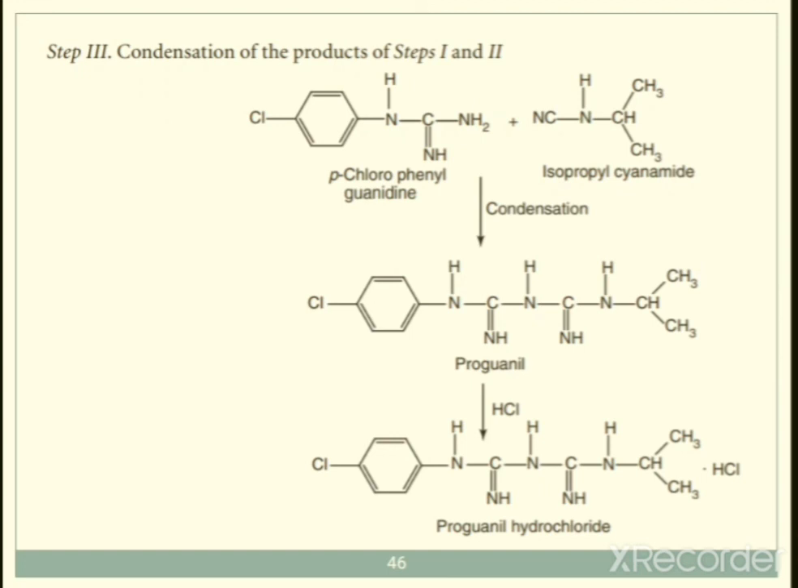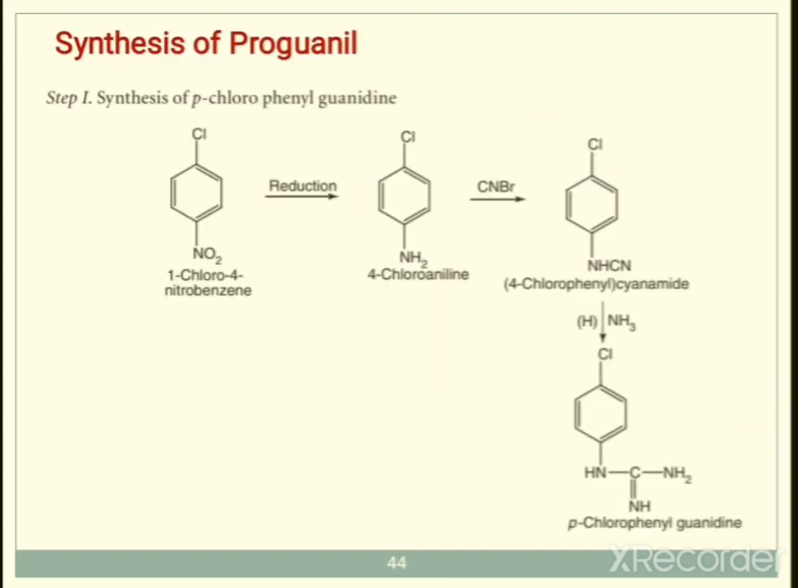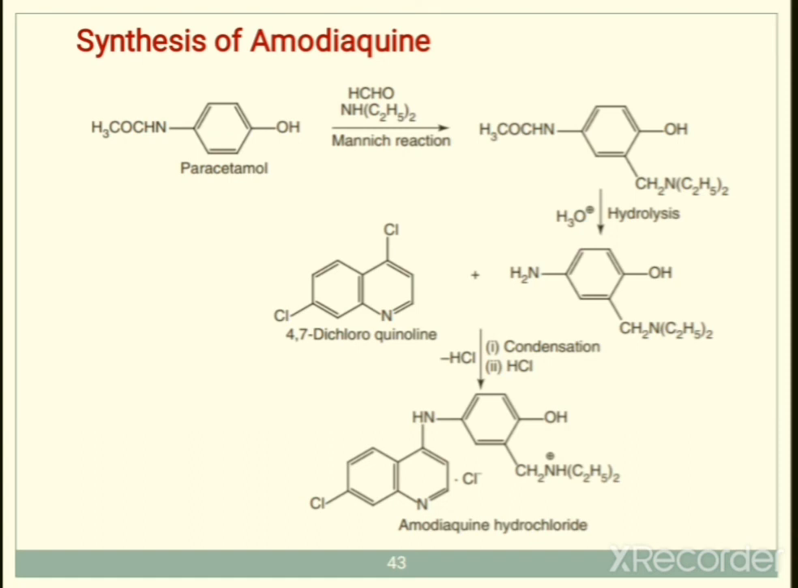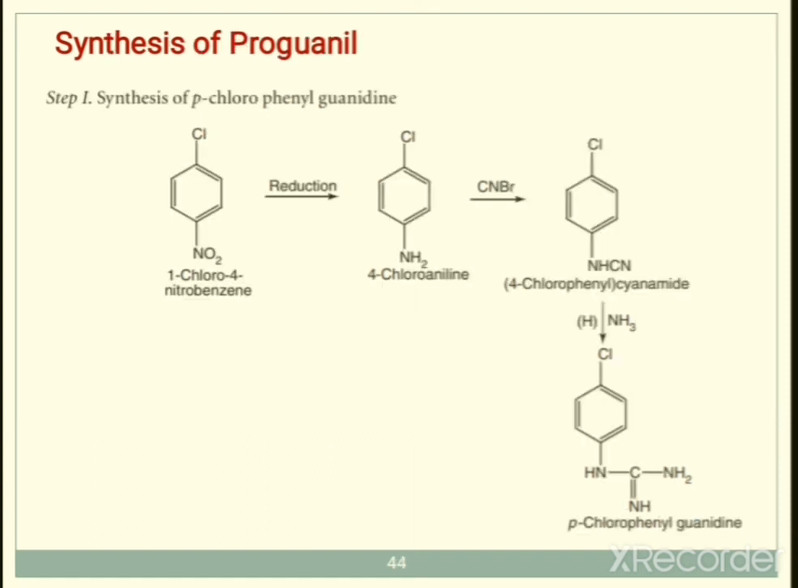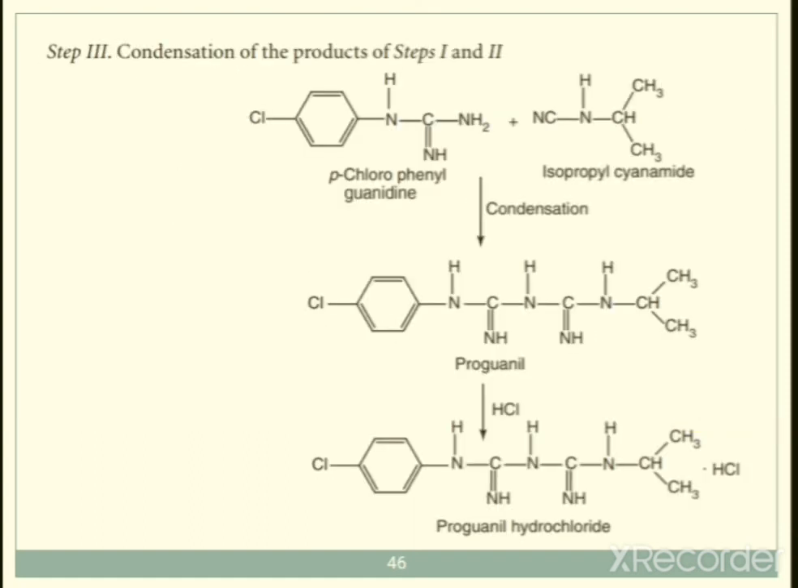So these are the two syntheses. The first is the synthesis of amodiaquine we have seen, and the second is the synthesis of proguanil. Both syntheses are important as per your examination.